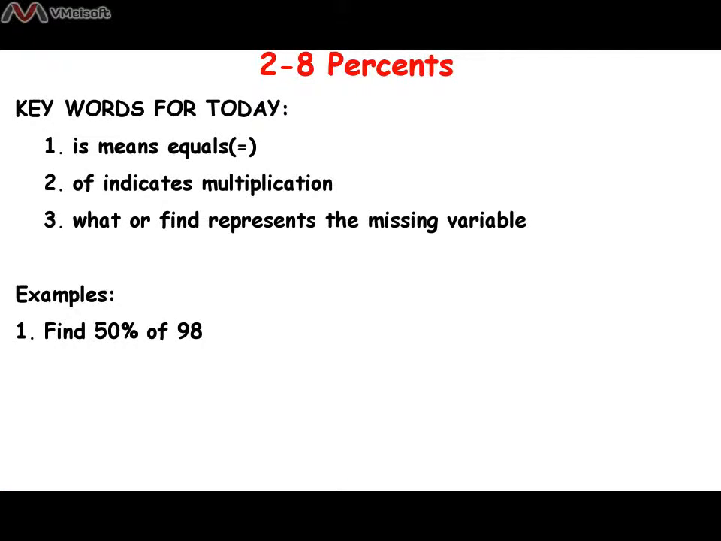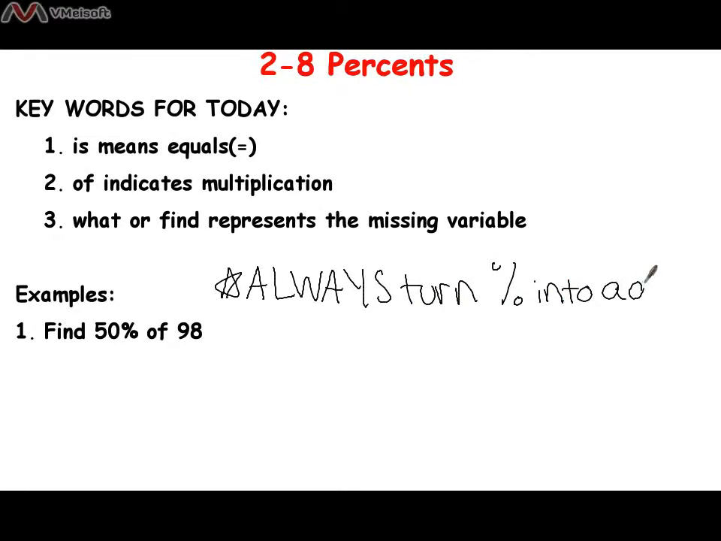We're going to find 50% of 98. Well, first thing we want to do is we want to turn a percent into a decimal. You always turn your percent into a decimal because you're going to refer to it in the numerical sense. So we want to find 50% of 98. Whatever you're trying to find, that's going to be my variable because find represents the missing variable.